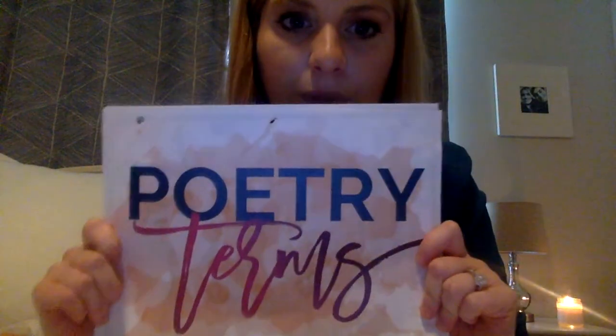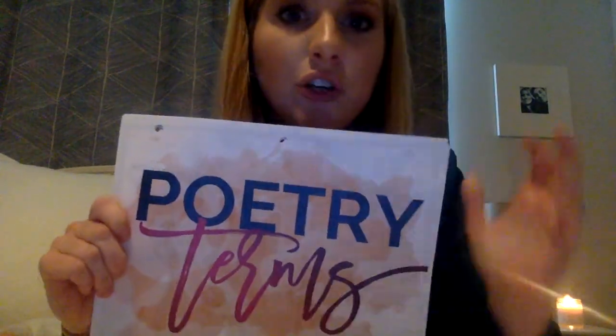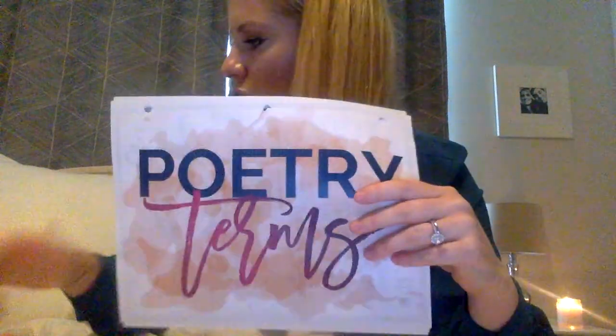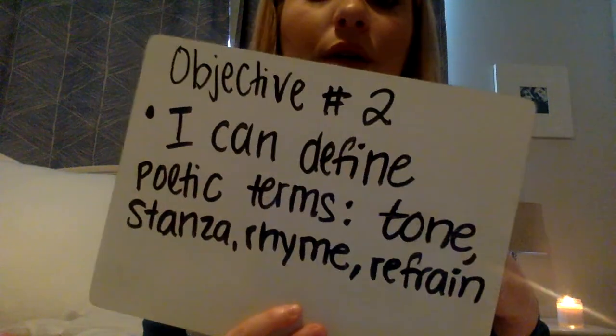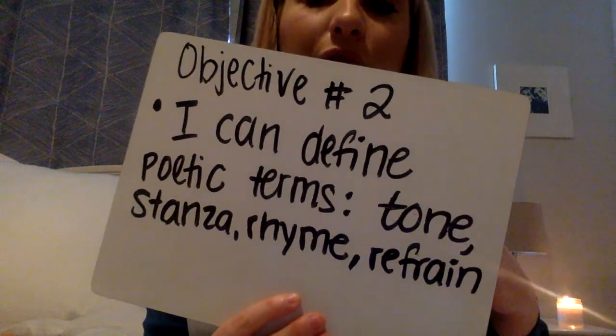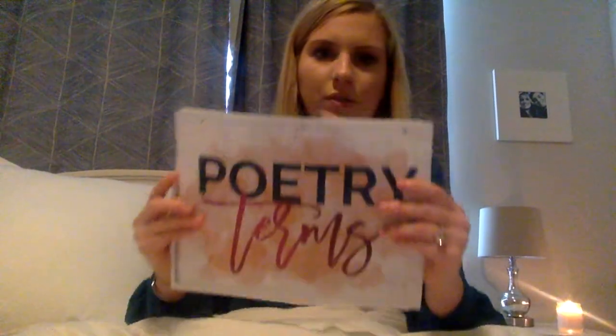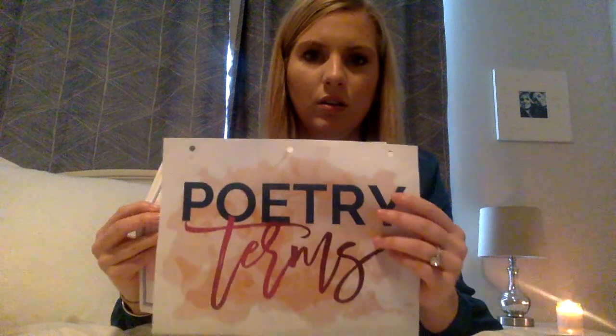And your poetry terms. So in order to understand Annabel Lee, we have to know some vocabulary words to help us dissect the poem and what it really means. So we're going to do, remember, tone, stanza, rhyme, and refrain. So I'll give you a few seconds to make sure you have these. So poetry terms.